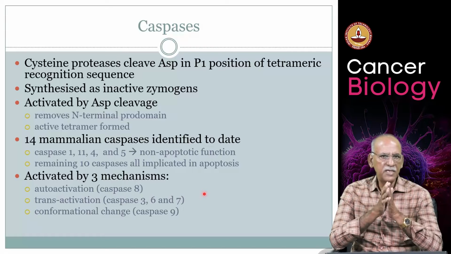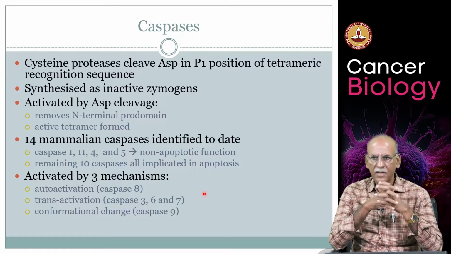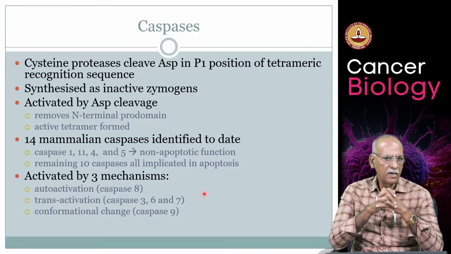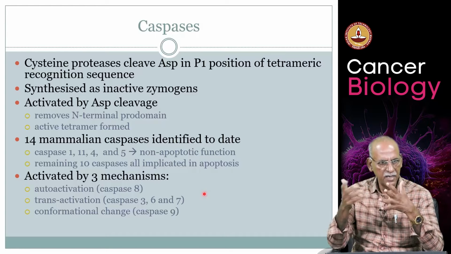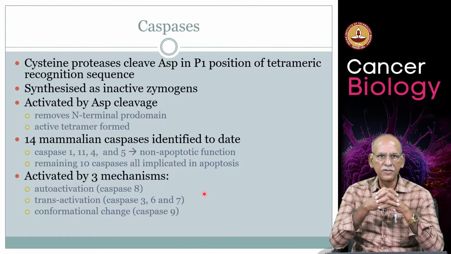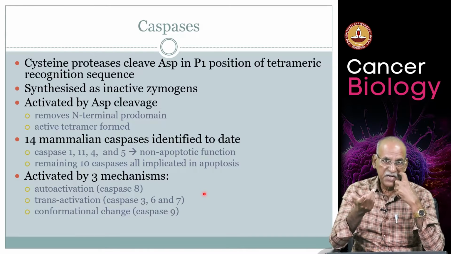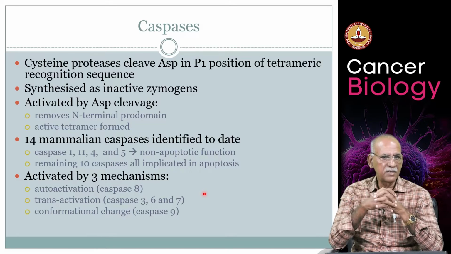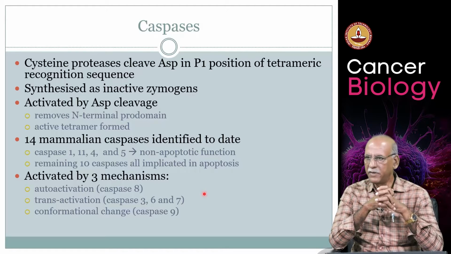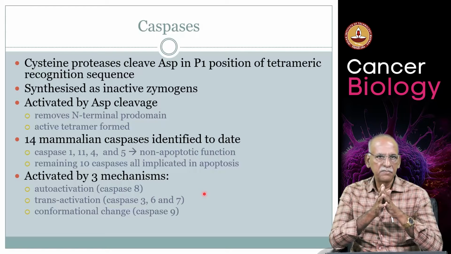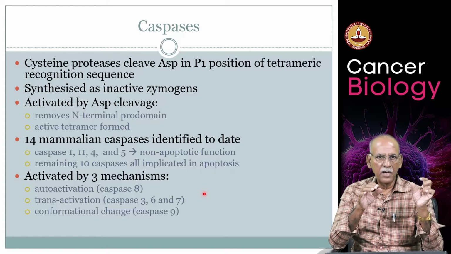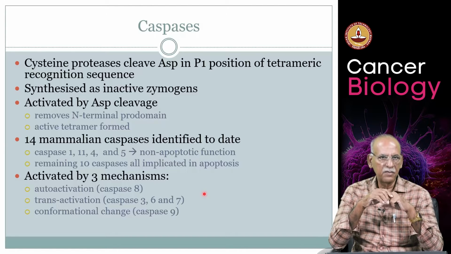So, usually these caspases are synthesized like other enzymes. You have heard of, for example, trypsin, how it is synthesized initially as an inactive form and then it becomes the active form. Similarly, here also inactive zymogens, as they are called. The inactive forms of enzymes are called zymogens. So, they are activated by this aspartate cleavage. They remove the N terminal pro domain and thereby they become active forms. So, this is one mechanism.